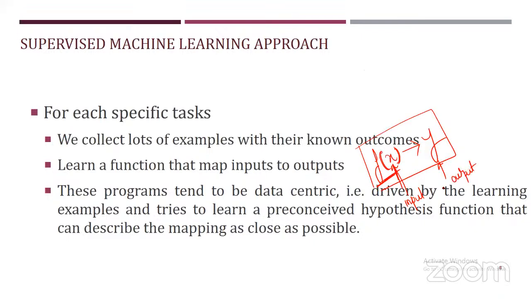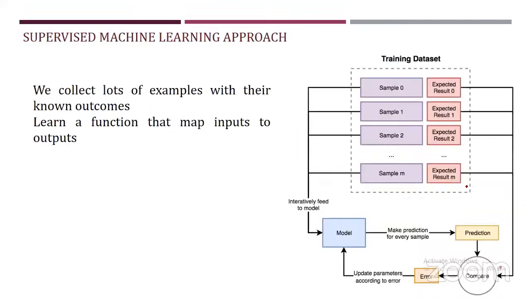Like the example we covered related to the patient: the patient detail is your input, and the class, whether the person has a disease or not, is going to be your final output. Now, how is this supervised learning algorithm going to work? A little bit of description we have already covered.